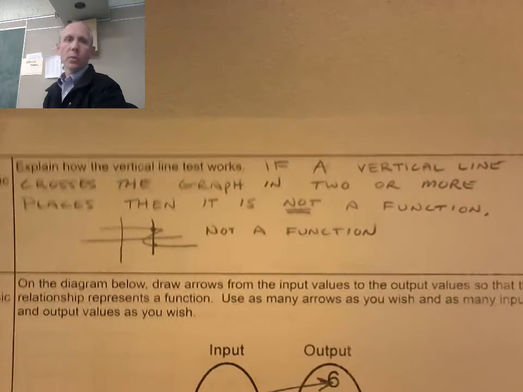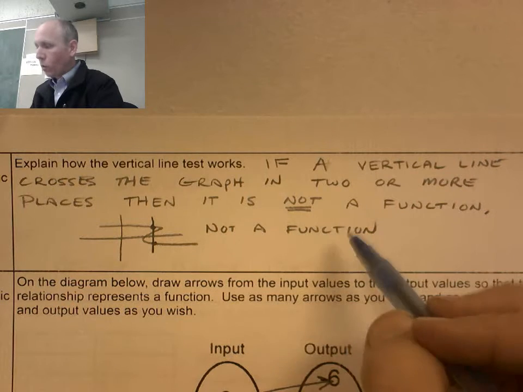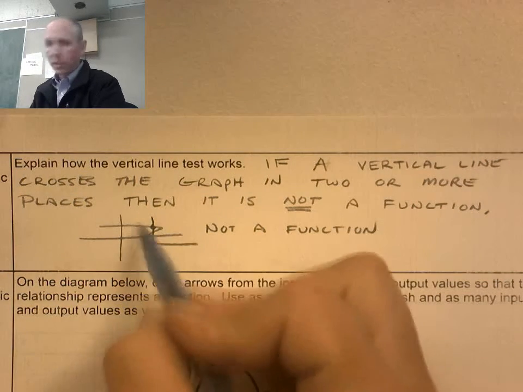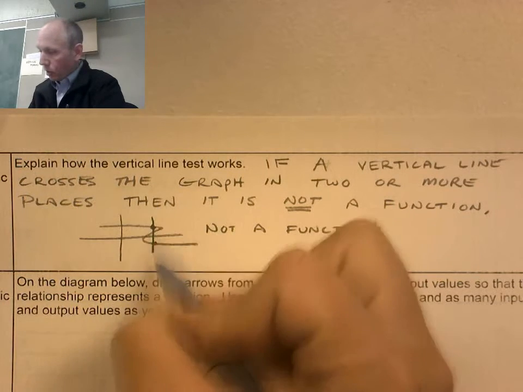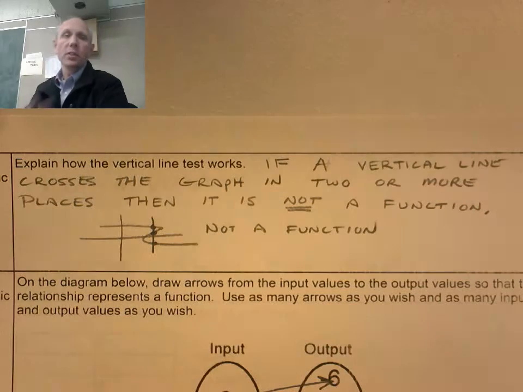Explain how the vertical line test works. If a vertical line crosses the graph in 2 or more places, then it is not a function. So here's an example. Here's this kind of curvy S line. I can draw a line through it. It actually touches in 3 spots, doesn't it? 1, 2, 3. If it touches in 2 or more spots, it is not a function.